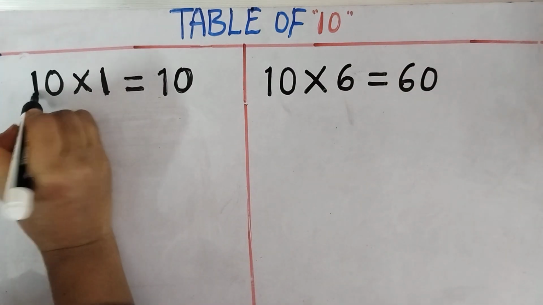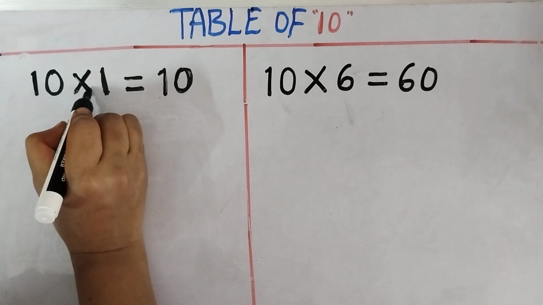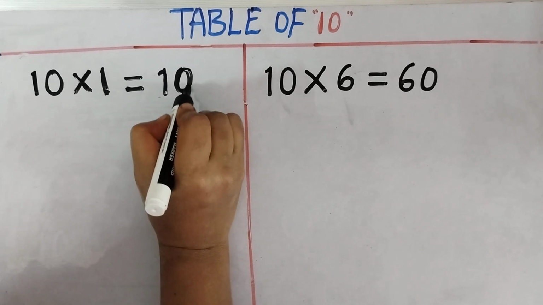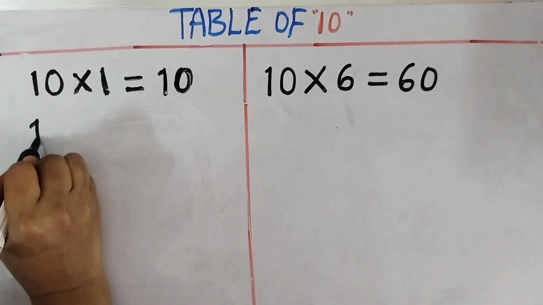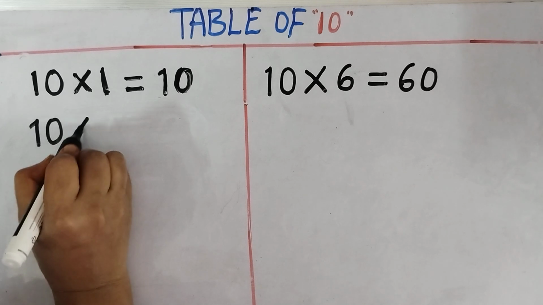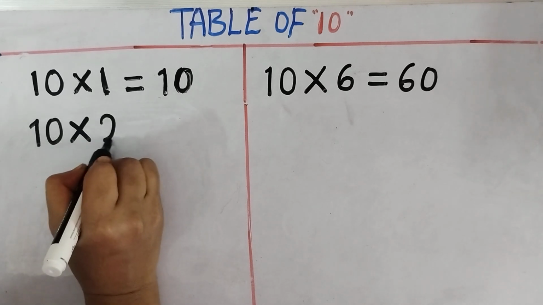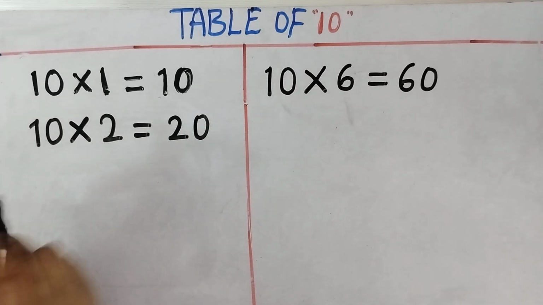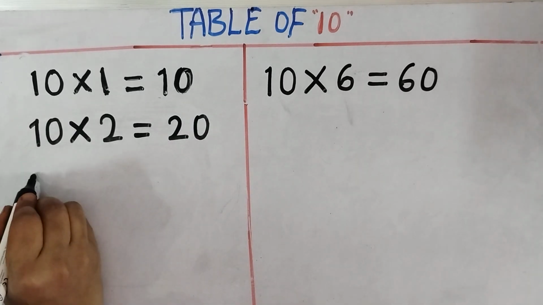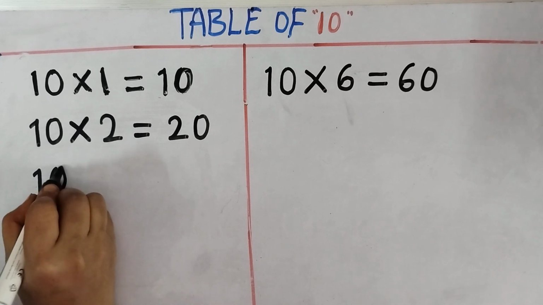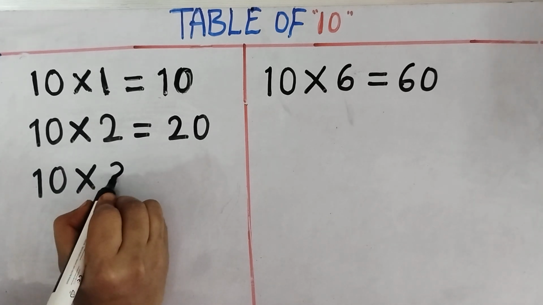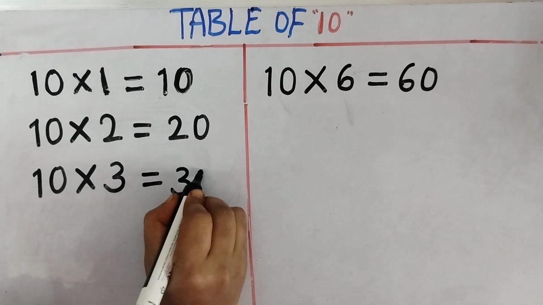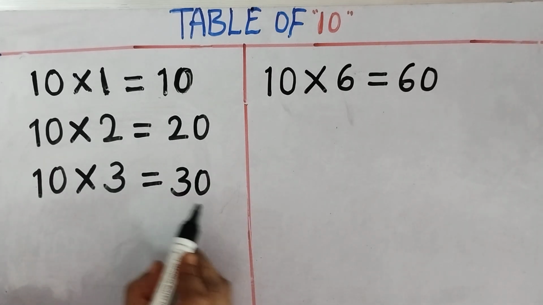10 into 1 is equal to 10, means 10 ones are 10. 10 into 2 is equal to 20. 10 twos are 20. 10 into 3 is equal to 30, means 10 threes are 30.